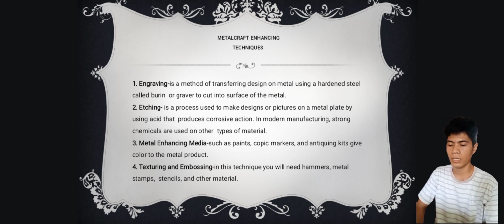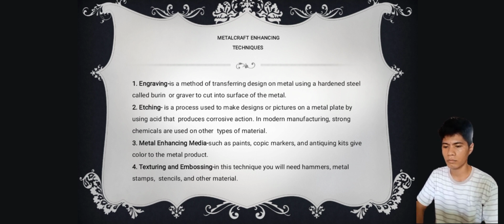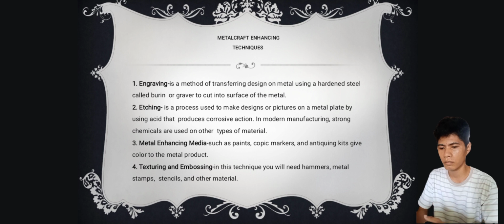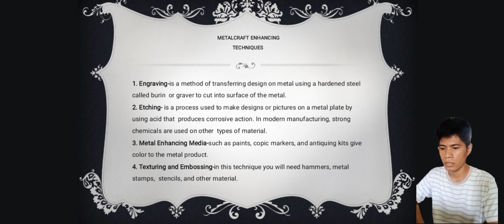Then the third one is metal enhancing media. Paints, Copic markers, and antiquing kits give color to the metal product. Then the next technique is texturing and embossing. In this technique, you will need hammers, metal, stamps, stencils, and other materials.